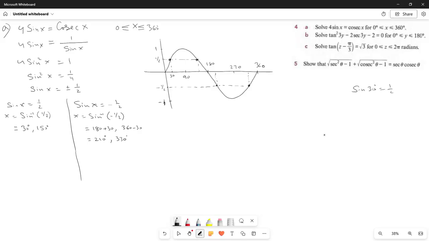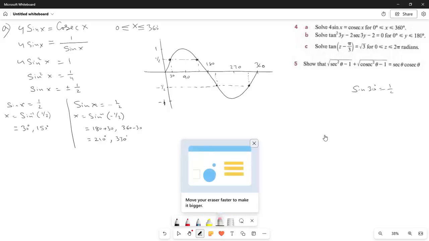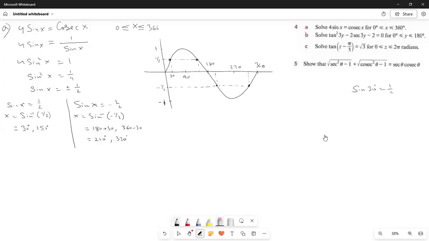Okay. Let me make sure that I have the same answers. Yes, 210 and 330. Okay, so our answers for this problem are x equals 30 degree, then 150 degree, then 210 degree, and then 330 degree. Okay, I hope this is clear.